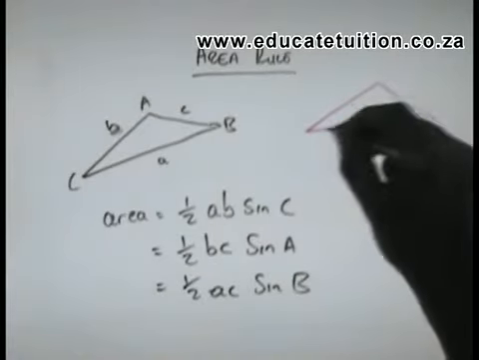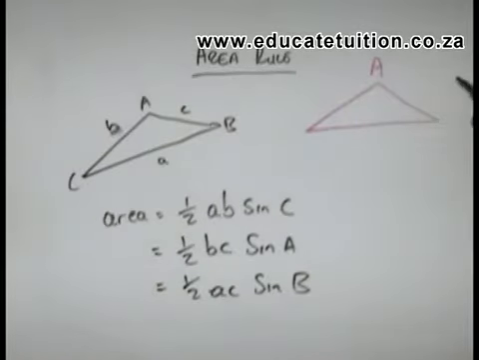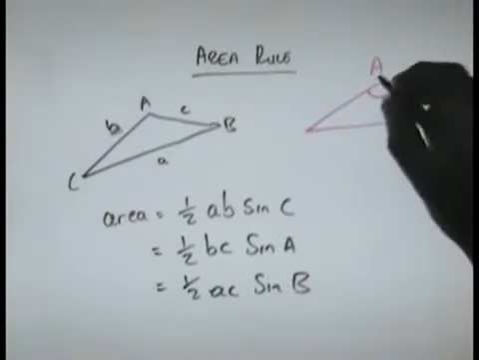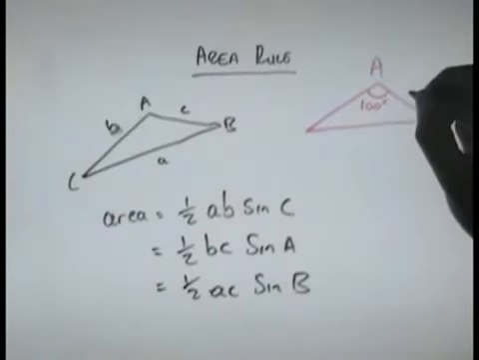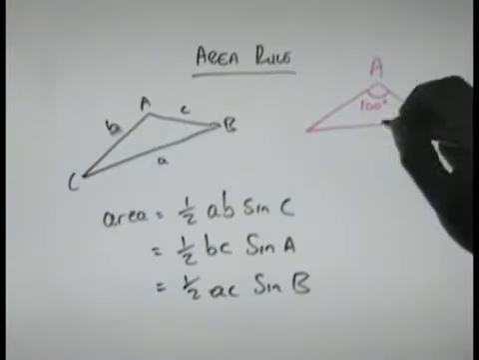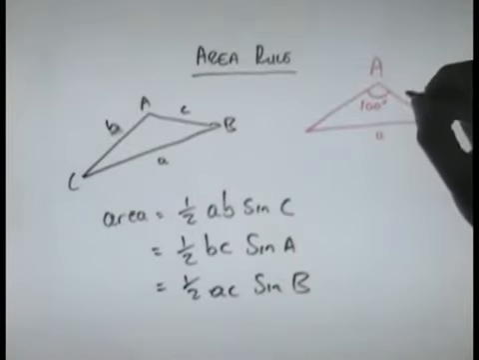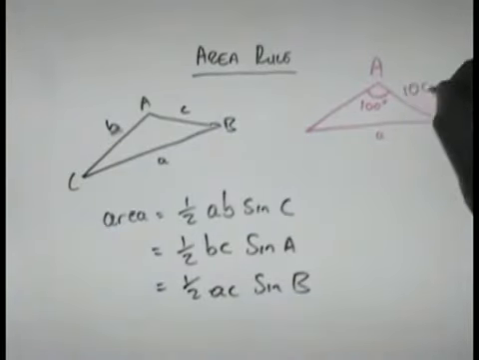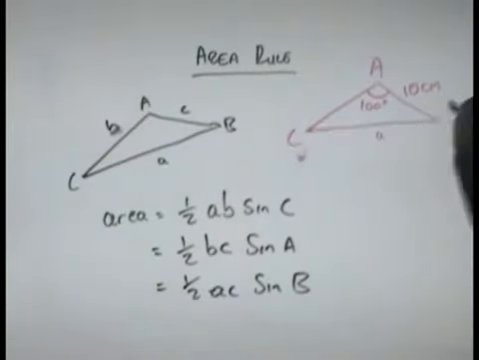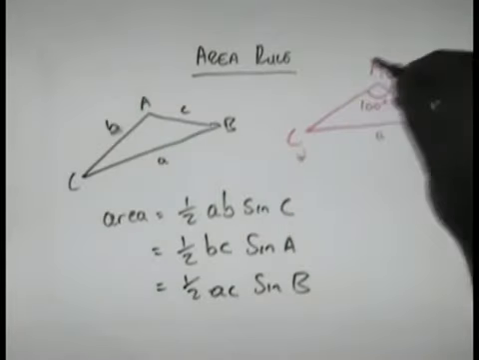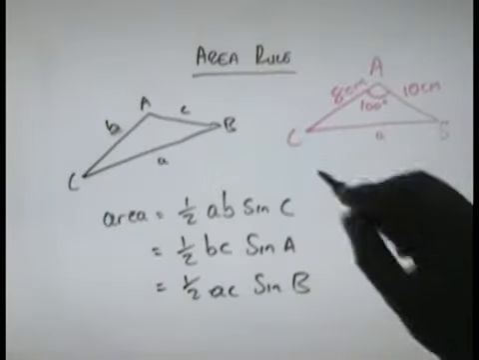If I've got a triangle ABC, A has an angle of 100 degrees. Side A we don't know. We've got side C, which is 10 centimeters, and side B I'm going to make 8 centimeters. How do we work out the area of this triangle?